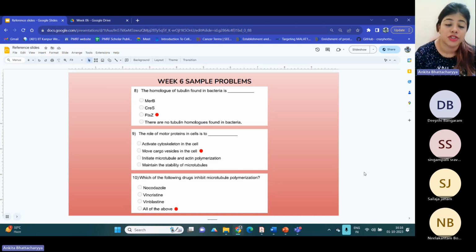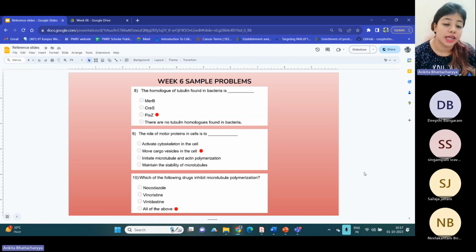And in question 9, we're asked that the role of motor proteins in cells is to activate the cytoskeleton in the cell, move cargo vesicles in the cell, initiate microtubule and actin polymerization, or maintain the stability of microtubules. So motor proteins have the role of carrying cargo inside the cell, which is what they do using their tail domains as well. So both kinesins as well as dynein are involved in that job.